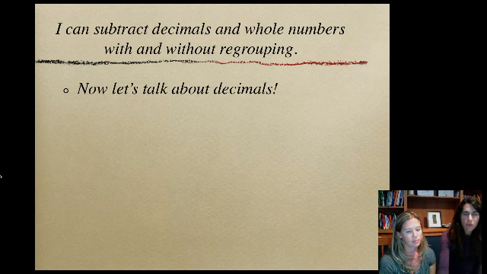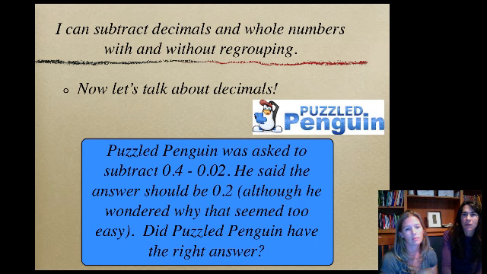We were just talking about whole numbers. Now we get to talk about decimals and how we can subtract those as well. So we have our friend, the puzzled penguin again. And he does look puzzled here because this is what's happening. Puzzled penguin was asked to subtract 4/10 minus 2/100. And he said the answer should be 2/10, although he wondered why that seemed way too easy.